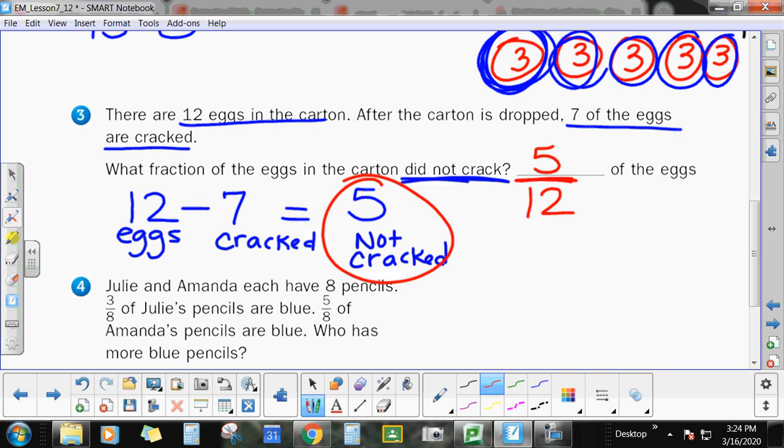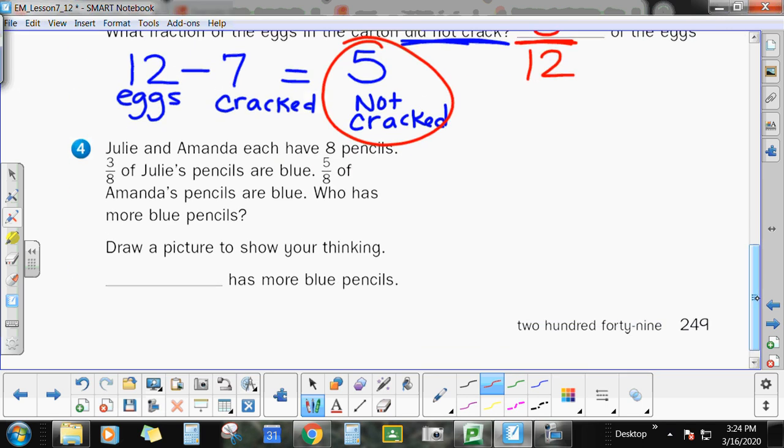All right, looking at number 4. Julie and Amanda each have 8 pencils. 3/8 of Julie's pencils are blue, and 5/8 of Amanda's pencils are blue. Who has more blue pencils?